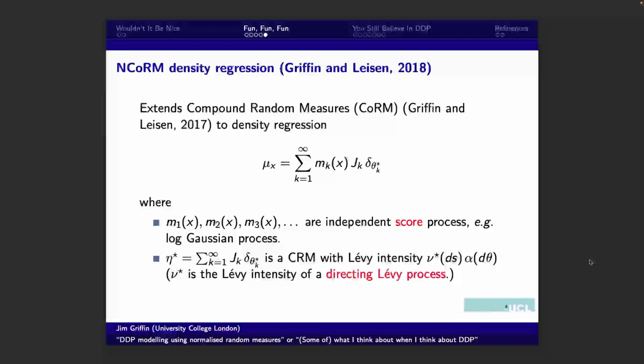Okay, and so here the jumps, these J_k, and the theta stars are going to come from a completely random measure. And then we're going to introduce random variables, M1, M2, M3. And if we want those to depend on covariates, then we want to use some kind of process so that we can allow these random variables to vary with X. So what these perturbations are going to do is take the jumps and allow them to change in size.